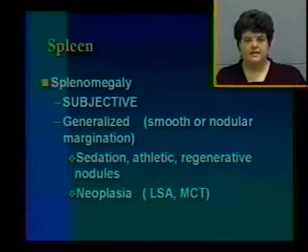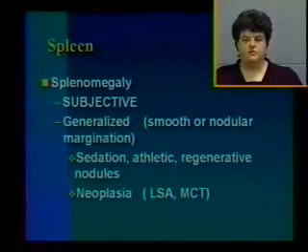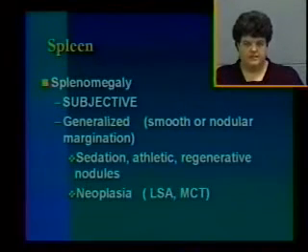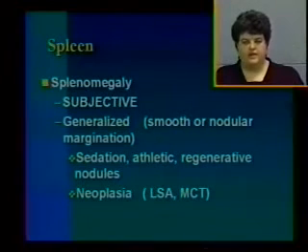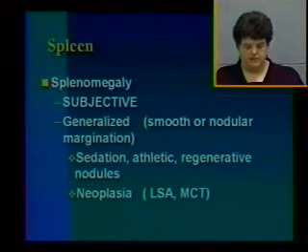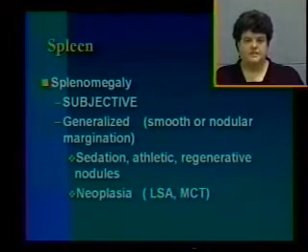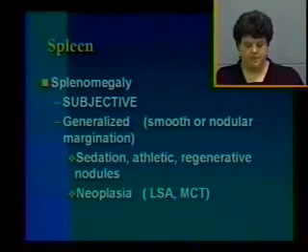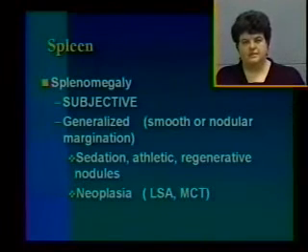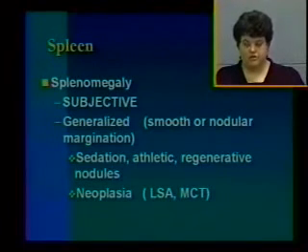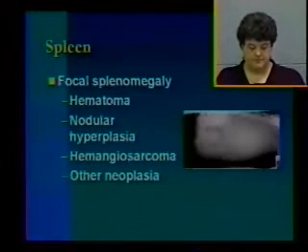Spleen, that is an organ where enlargement, if it's not focal, is very subjective. If you have generalized enlargement, the most common cause is that the animal has been sedated with either a barbiturate or an acepromazine derivative. You also can get enlarged spleens in athletic animals, animals that have regenerative nodules because they have immune-mediated hemolytic anemia. But you can also see big spleens in dogs that have lymphoma or cats that have lymphoma and mast cell tumors.